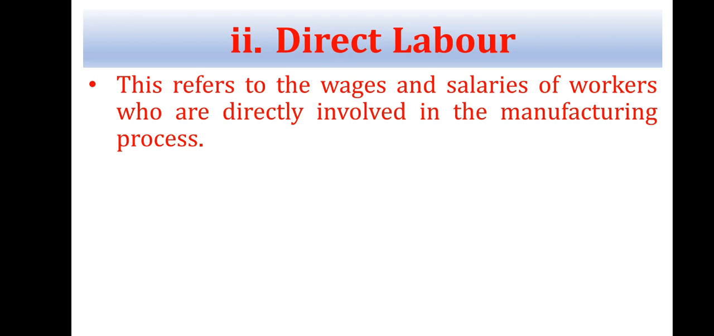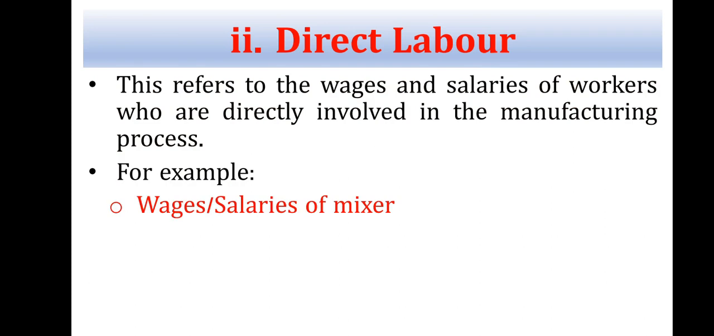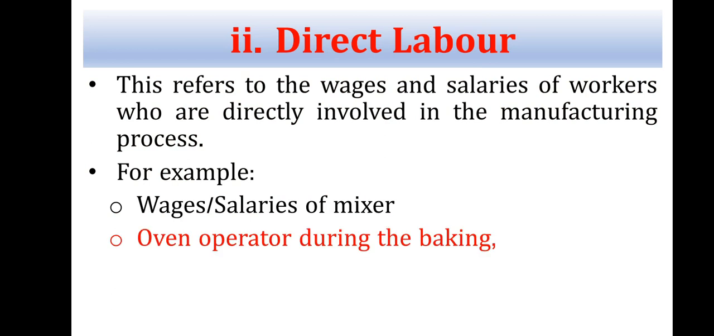If you are talking about direct labor, this refers to the wages and salaries of workers who are directly involved in the manufacturing process. Without these workers, manufacturing of goods cannot be made possible. For example, in the production of bread, the wages and salaries of the worker in charge of mixing the materials, that is mixing sugar, flour, everything together, that type of labor is a direct labor. It's the kind of labor we are talking about in the manufacturing of goods.